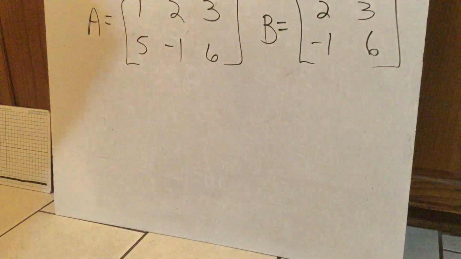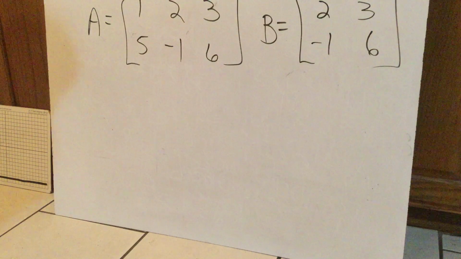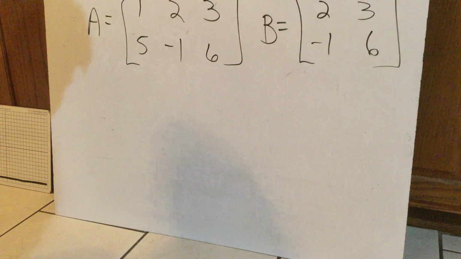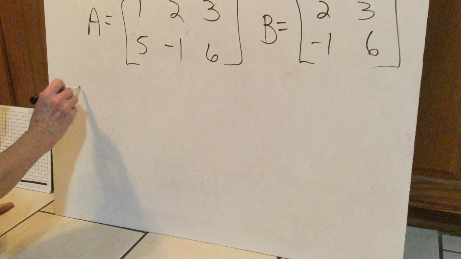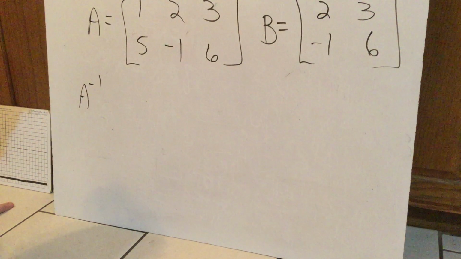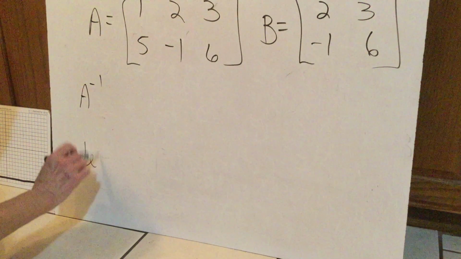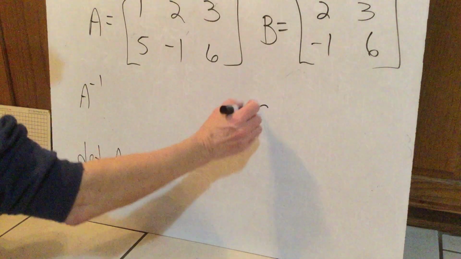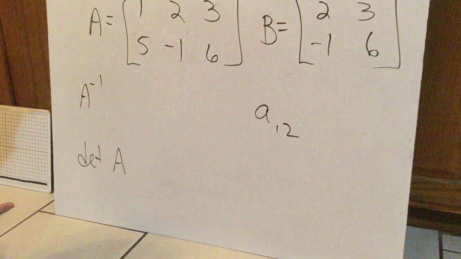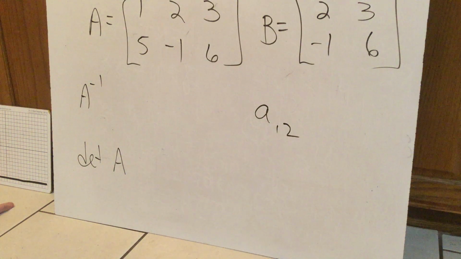All right, so here are our matrices. Now, here are the questions that we're going to answer. There are, let's see, 6 questions. All right, so we're going to do this. We're going to do this. And we're going to do this with matrix A. So we'll start with matrix A. We're going to do those things with matrix A.